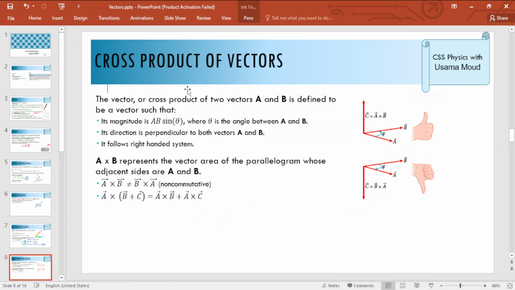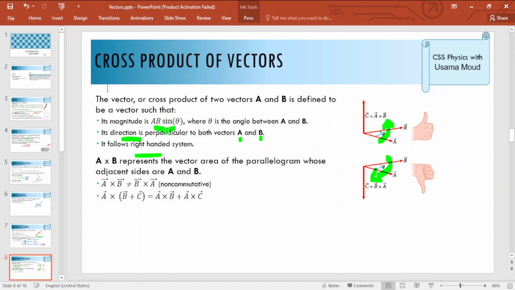Cross product, or the vector product. When we have two vectors, the cross product can be calculated by this expression, AB into sine of theta, and its direction is perpendicular to the plane containing A and B. So we can simply use the right hand rule: if we turn our right hand fingers in such a way that it represents the order of multiplication from A to B, the thumb will represent the direction of the resultant vector, and if the order is opposite, B to A, the resultant direction would be different.